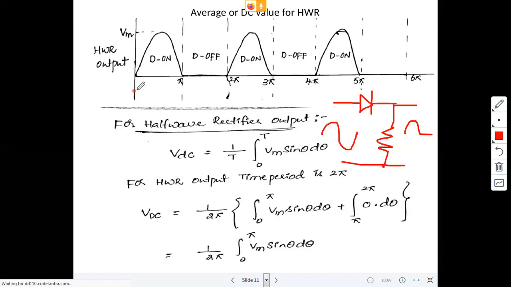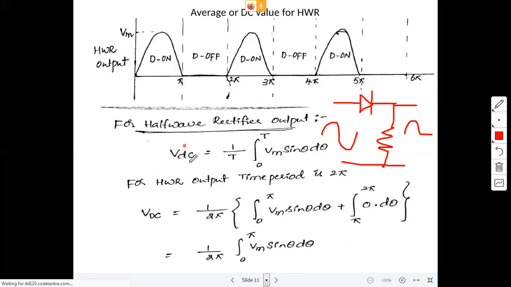Now the time period is the same. 0 to 2 pi is the time period, but the signal is available only from 0 to pi. Observe here, in this type of half-wave rectifier output, the signal is available from 0 to pi, but the total time period is 0 to 2 pi. Okay, it repeats after 2 pi. Every 2 pi it repeats.